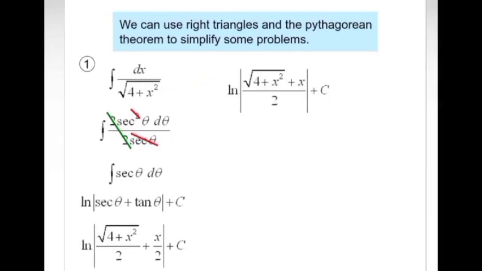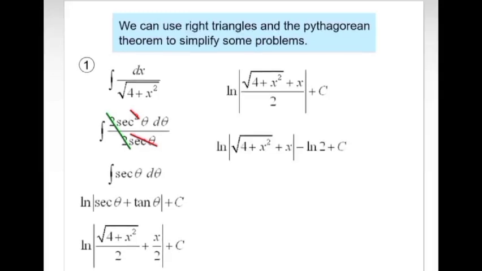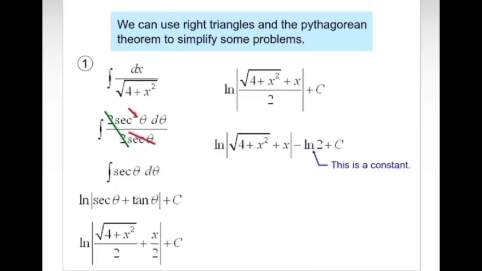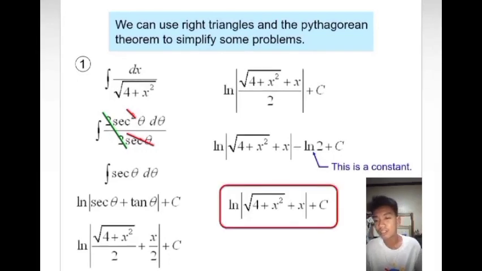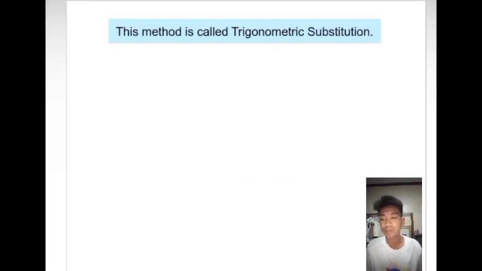So ln the square root of 4 plus x squared over 2, plus x over 2, plus c, and then we get the final answer, which is ln the square root of 4 plus x squared plus x minus ln 2 plus c, where my negative ln 2 is a constant. Then we get the final answer, ln square root of 4 plus x squared plus x plus c. This method is called the trigonometric substitution.